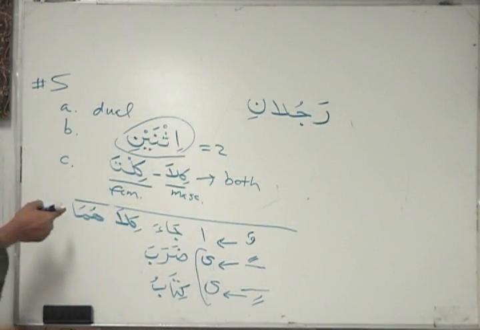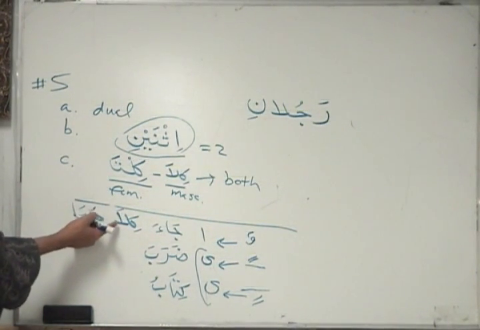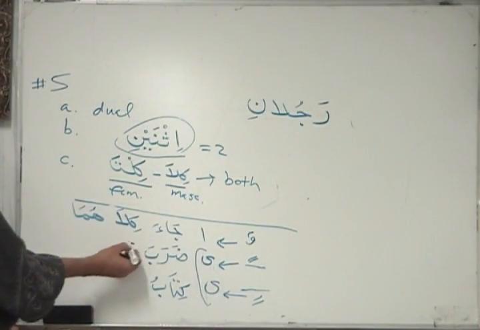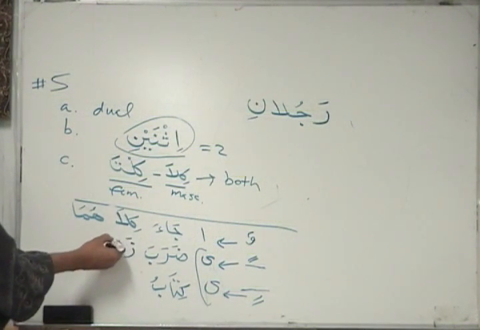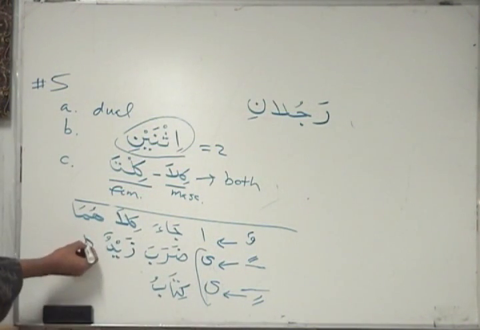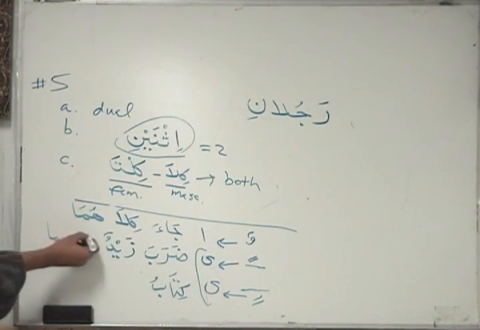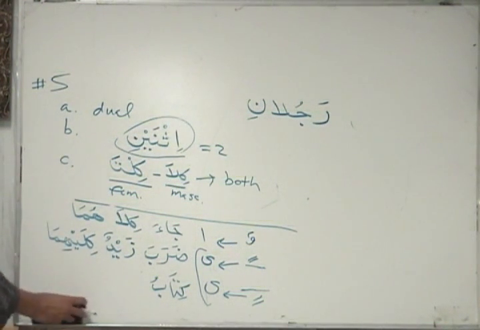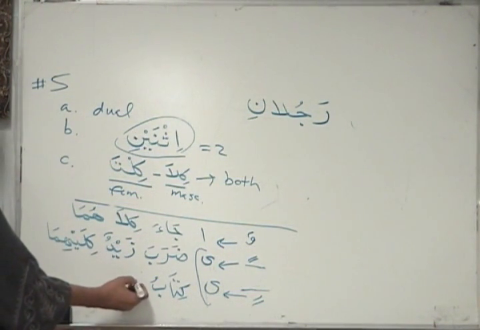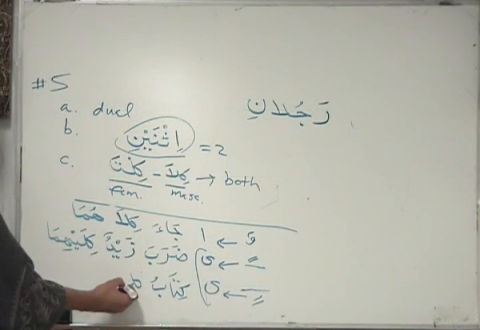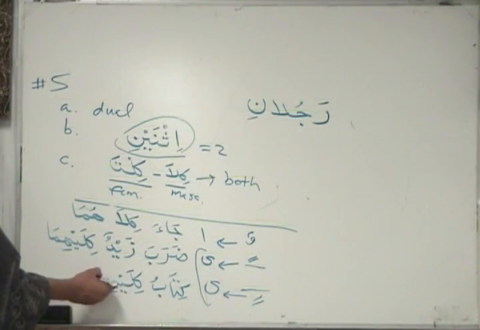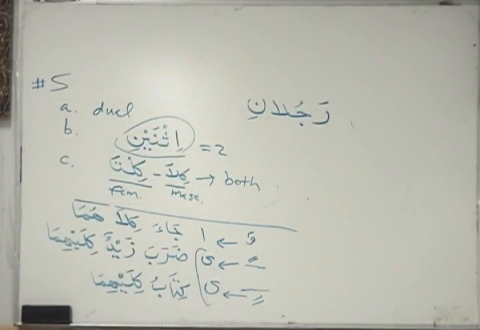Both of them came. So you don't say kilayhima, you say kilahuma, because when you require two dhammas, you use alif. Daraba Zaydun. Say Zayd beat both of them, you say kilayhima. Daraba Zaydun kilayhima. And we say the book of both of them, you say again kitabu kilayhima. Okay? So kilahuma, kilayhima, and kilayhima.